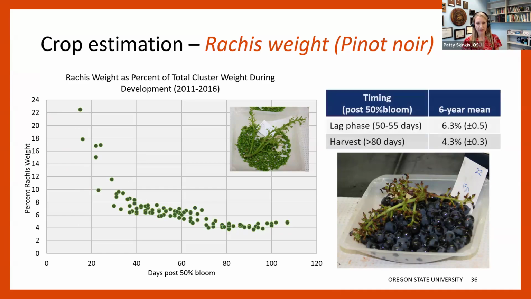And we see that at lag phase, at that 50 to 55 days, the rachis is going to be about 6.3% of the cluster weight. If you go in towards harvest, the weight is going to be about 4.3% of the total weight. So you can build that into your crop estimates if you do mechanical harvest.